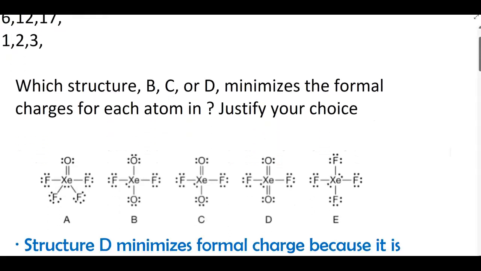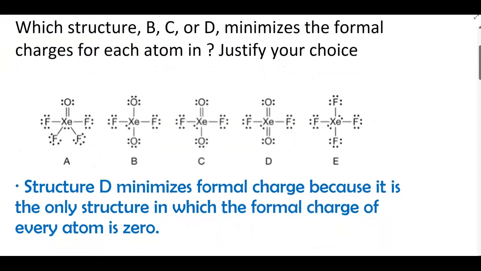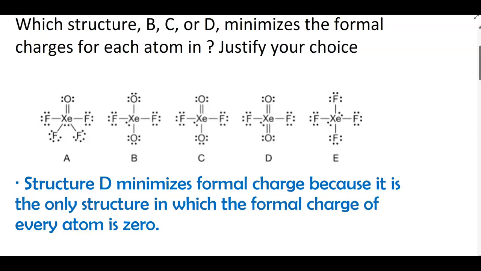So let's start there. Number one, which structure, B, C, or D, minimizes the formal charges for each atom? Justify your choice. So basically, you had to go to B, C, and D and calculate the formal charge on each of the atoms. Now, on B, you only had to do two formal charge calculations because the two F's are the same and the two O's are the same. On C, you had to do three. The F's are the same, but you have two differently bonded oxygens.